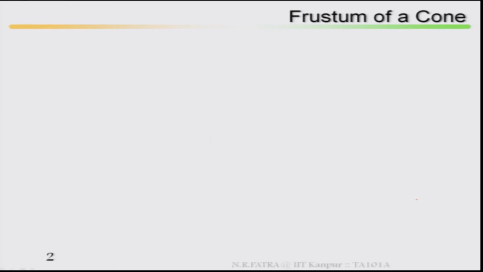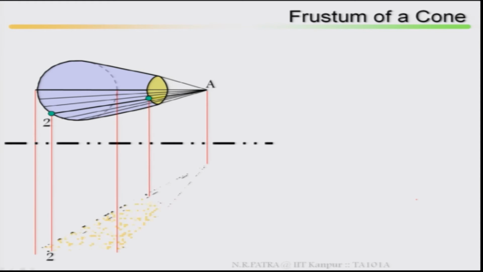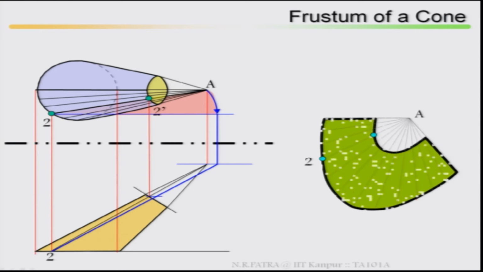Then come to the next, frustum of a cone. Look at a cone, there is a cone and this cone has been cut. At the top, one part has been cut, then this cone is rotated back, then how does it look? One is your outer surface, other is your inner surface.